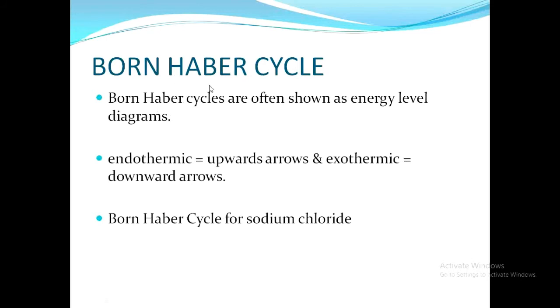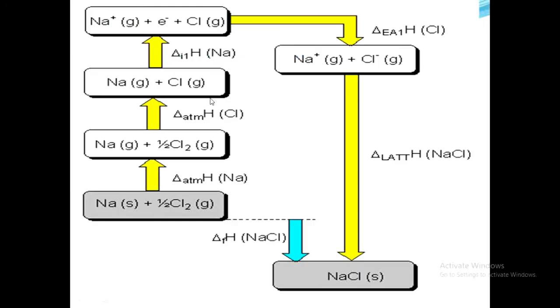So what are the key points relevant to the formulation of the Born-Haber cycle? Born-Haber cycles are often shown as energy level diagrams. Basically this is an energy level diagram. Here endothermic processes are shown by upward arrows and exothermic processes are shown by downward arrows. I have drawn the Born-Haber cycle for sodium chloride. You can see the yellow arrows show the indirect path, while the blue arrow shows the direct path. Here solid sodium and gaseous chlorine react to form sodium chloride, that is our direct path, and the enthalpy of formation is needed in this step. That is our direct route or route 1.